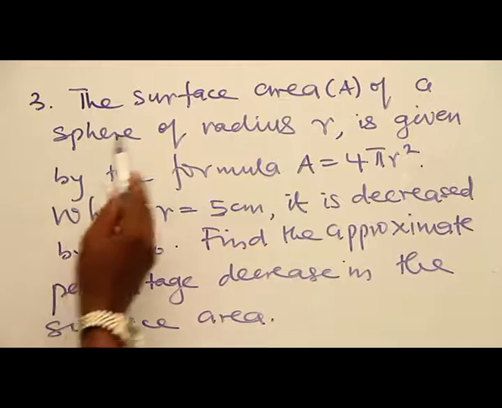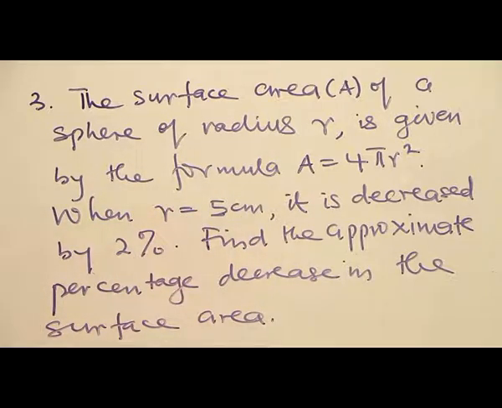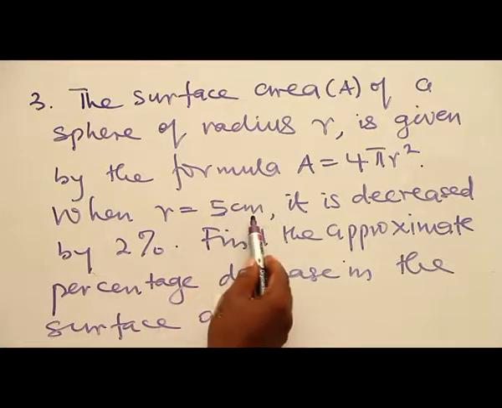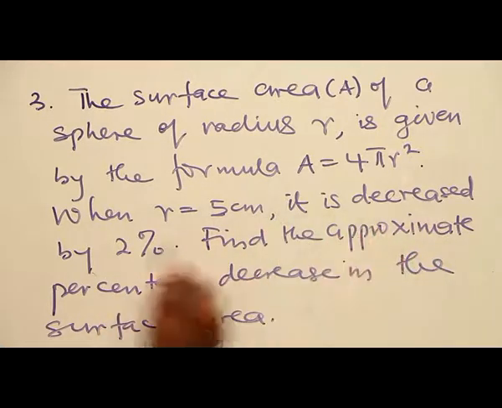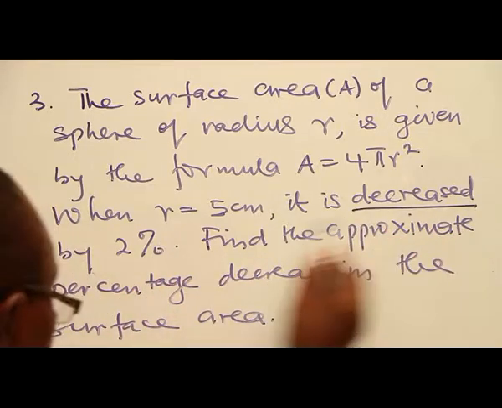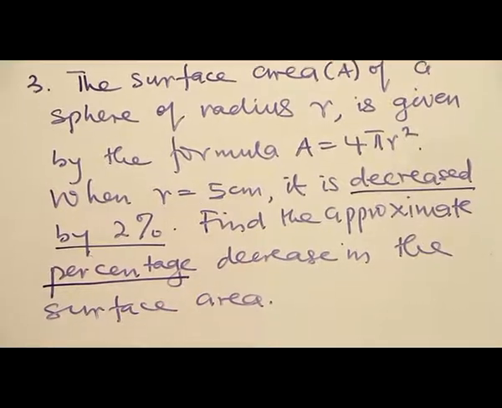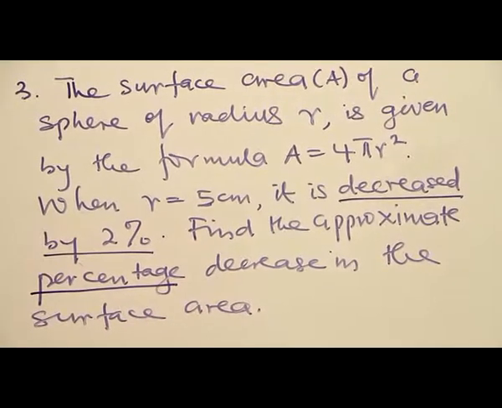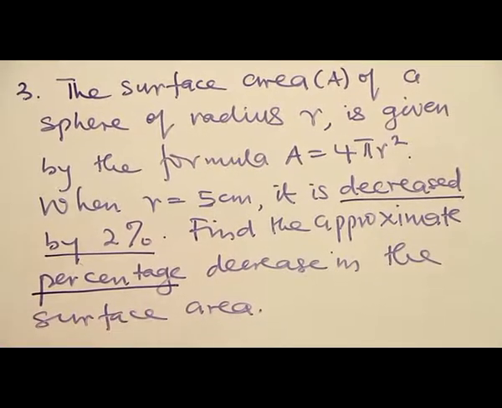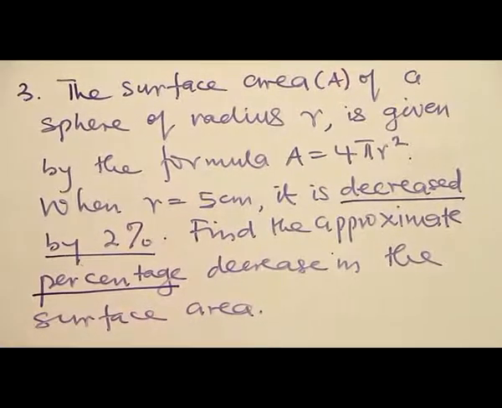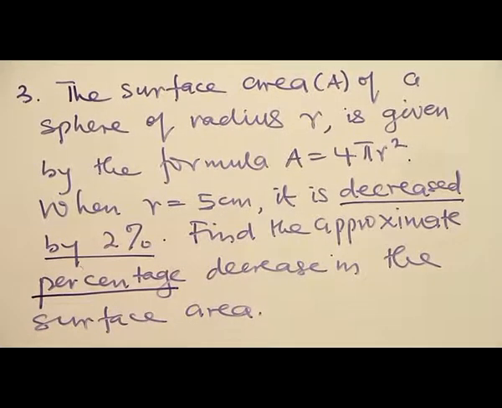Example number 3. The surface area A of a sphere of radius r is given by the formula A equal to 4 pi r squared. When r is equal to 5 centimeters, it is decreased by 2%. Find the approximate percentage decrease in the surface area. Okay, before we talk about percentage decrease, we must first of all find the decrease. Then we can now calculate the percentage decrease in reference to the original value.